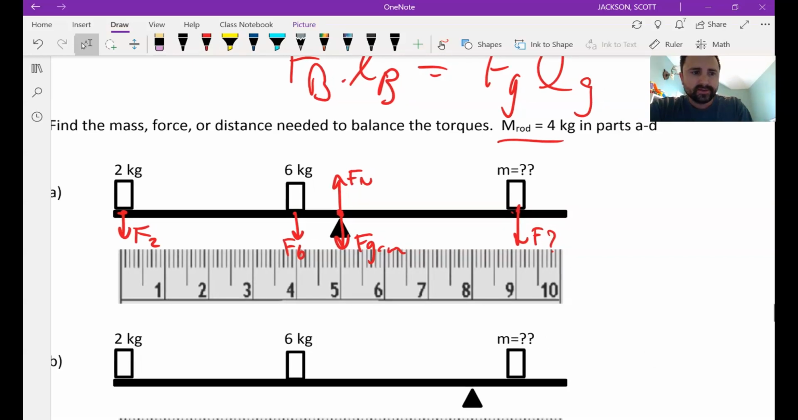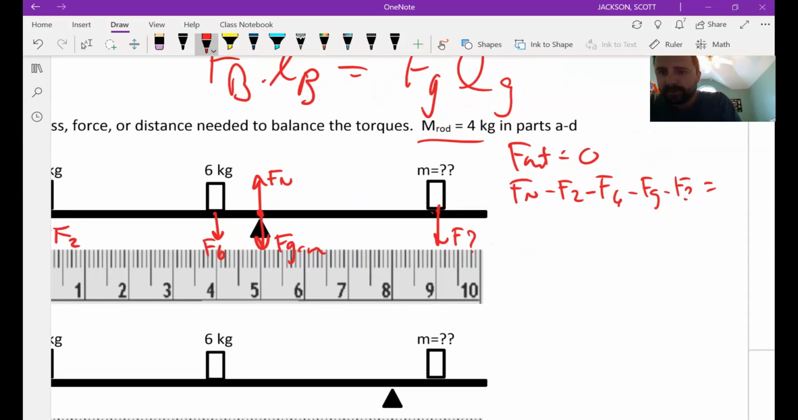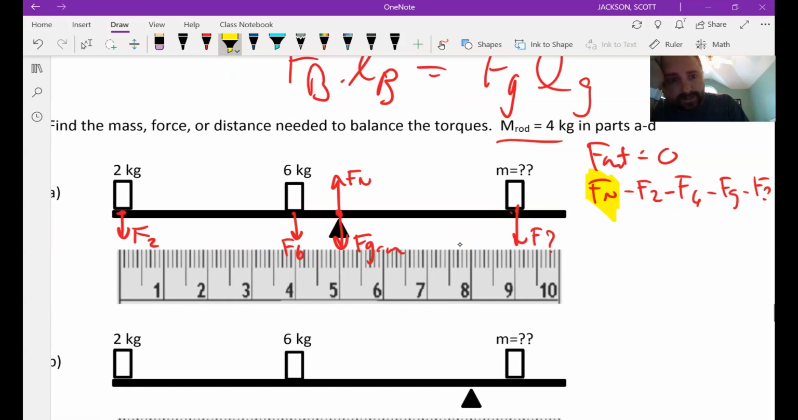Let's see, could I do just a net force? Because that's easier if I could possibly do that. So let's see, I have Fn going up minus F2 minus F6 minus Fg minus F question mark equals 0. So let's see, what do I know? Do I know the normal force? Nope. So that's an unknown. Do I know the force of 2? And the answer is yes.